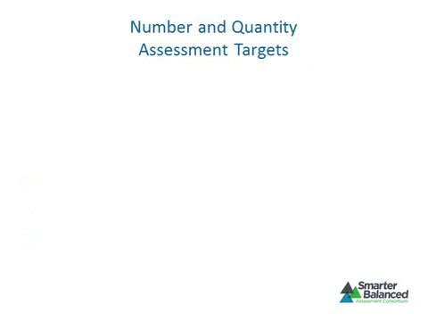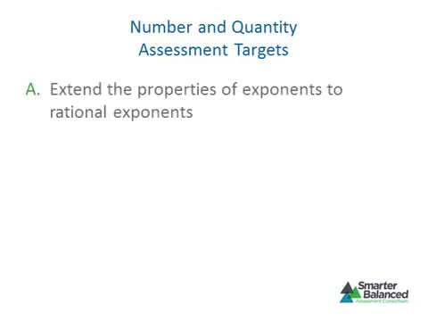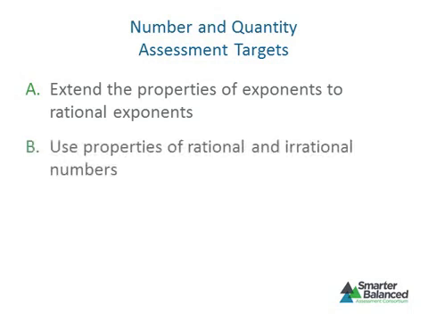3 assessment targets have been defined for number and quantity. The first target builds on students' understanding of exponents and requires them to extend their properties to rational numbers by rewriting expressions using radicals and rational exponents. The second target requires students to use properties of rational and irrational numbers. For this target, students are expected to make generalizations about the sums and products of rational and irrational numbers and to provide examples that range from concrete to abstract generalizations.